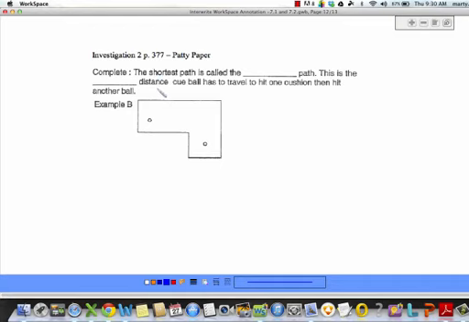When you're going to reflect something on patty paper, all you have to do is put the fold on the line you're going to reflect over. For example, if I'm going to reflect over this line, I'm going to trace this, and then I'm going to fold right here. This guy will end up there, being reflected. So the shortest path is called the minimal path.